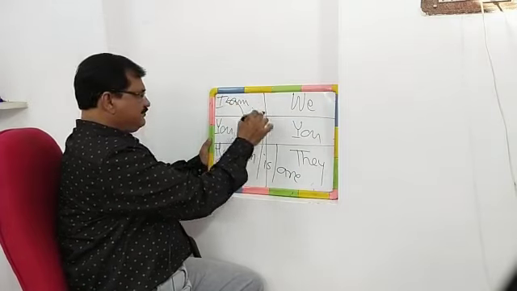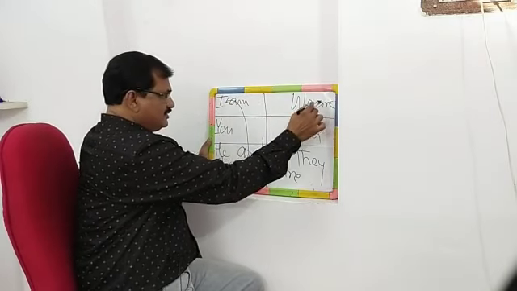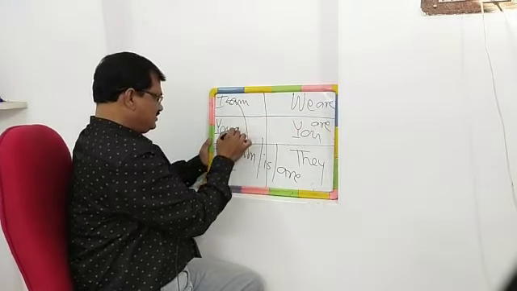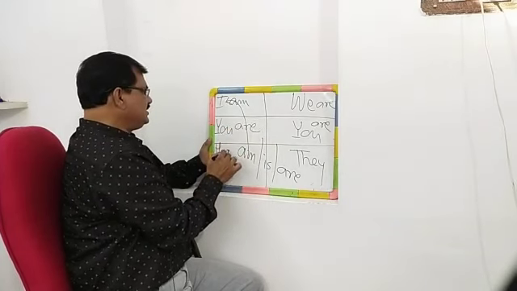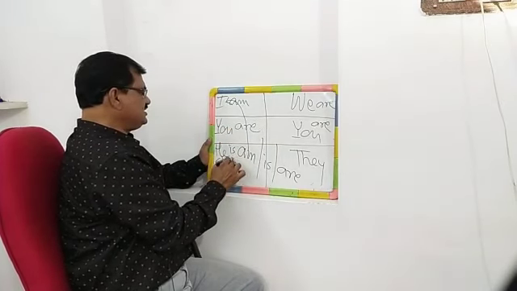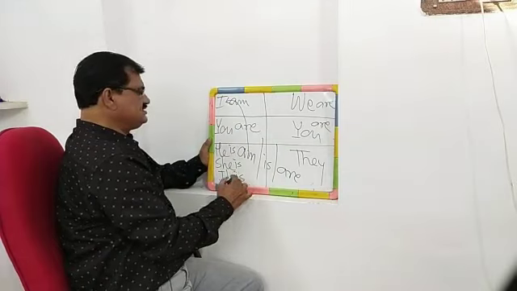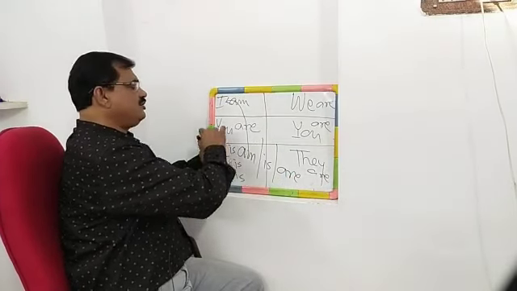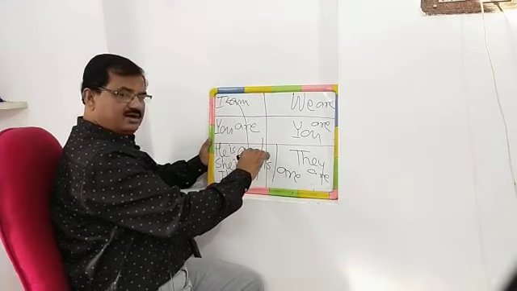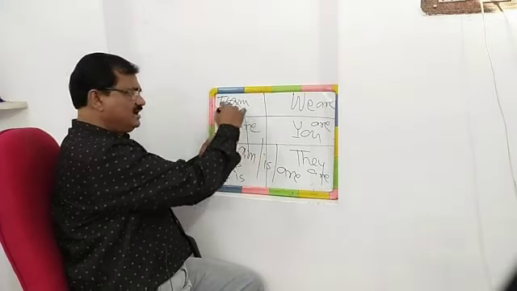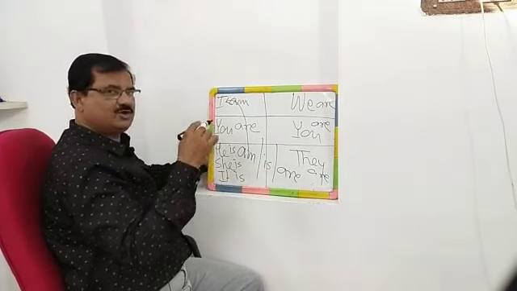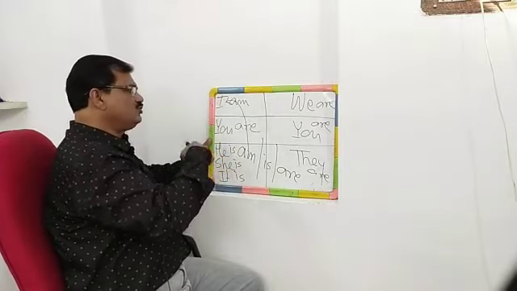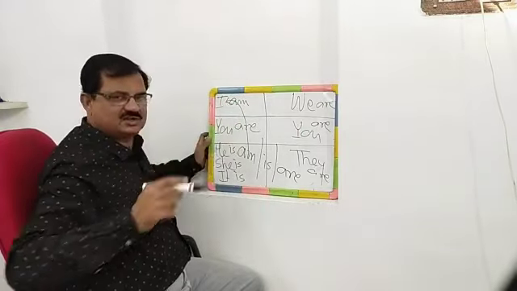I am, we are, you are, he is, she is, it is, and they are. So in this way I have distributed all the forms of to be along with the personal pronouns. Now you must have understood how to use them along with the personal pronouns.